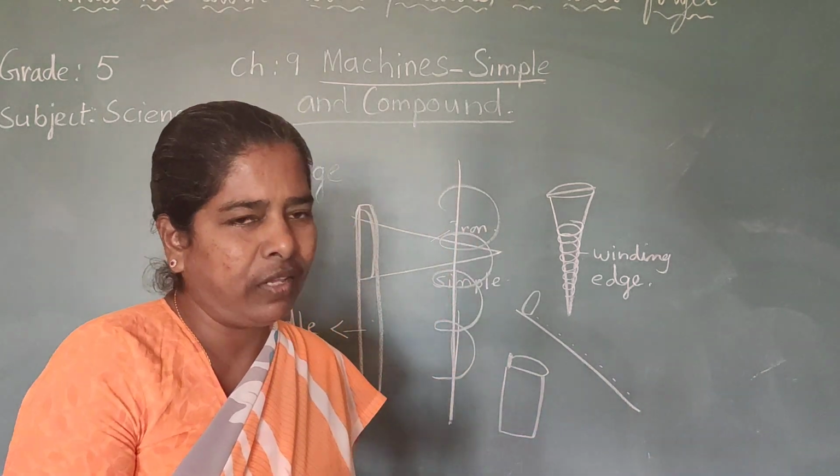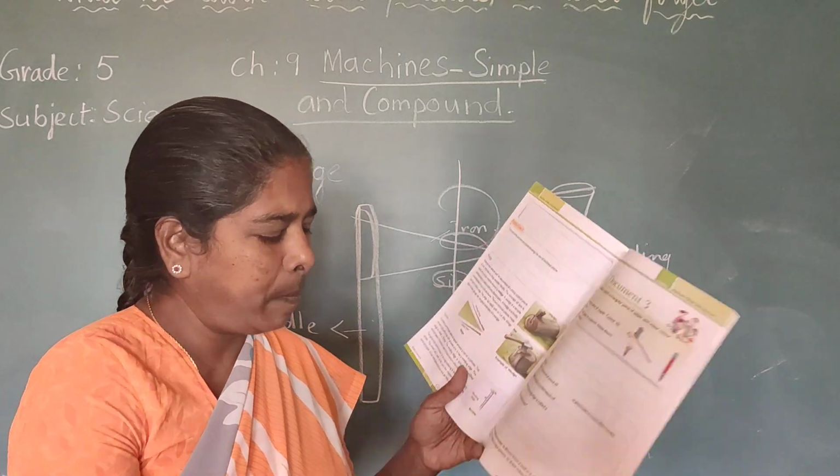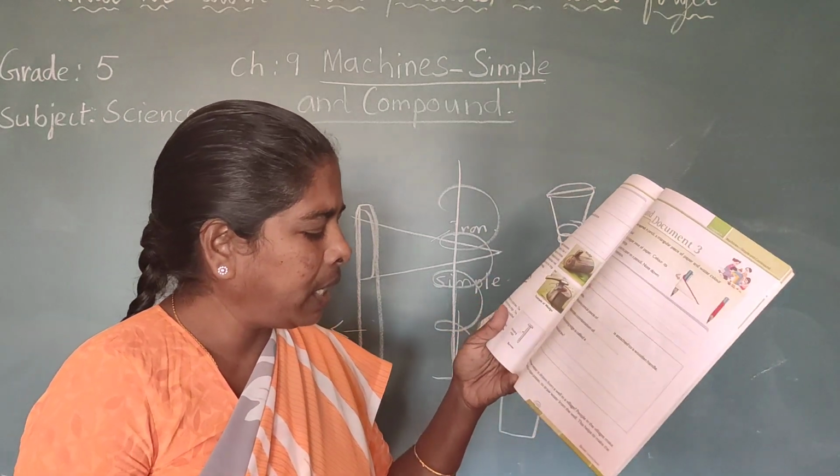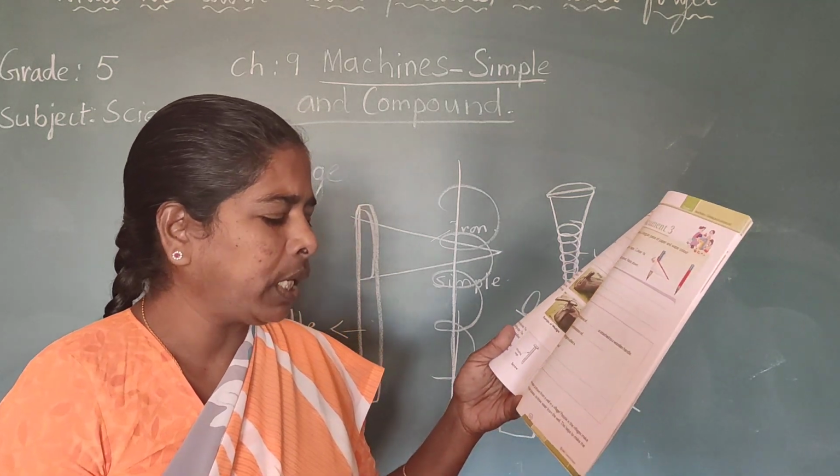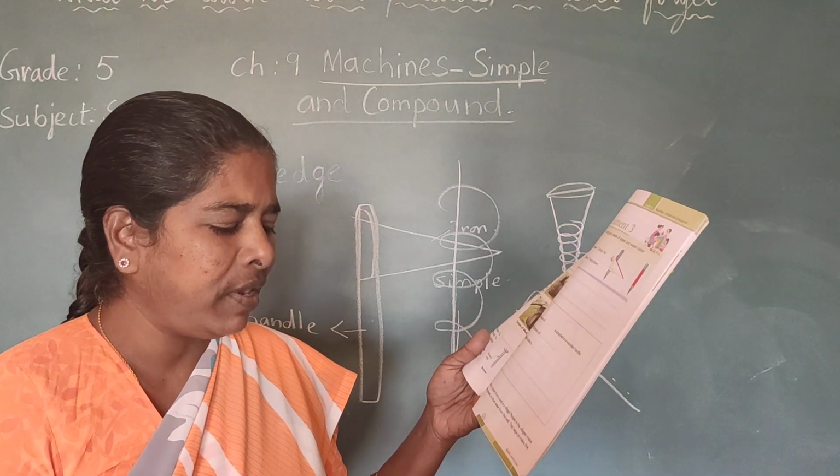Okay, next one is the pulley, children. If you see page number 123, have you ever noticed how water is drawn from a well in a village?